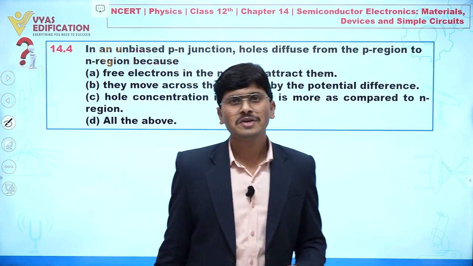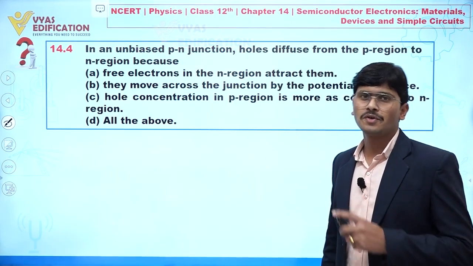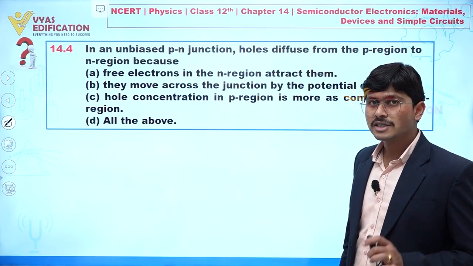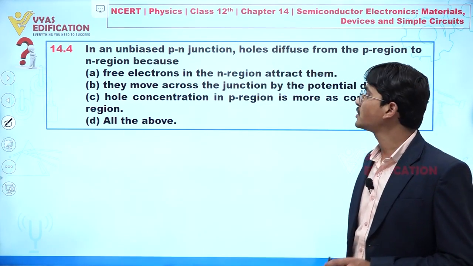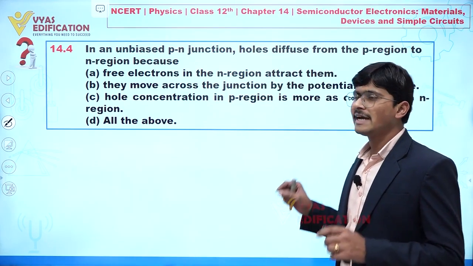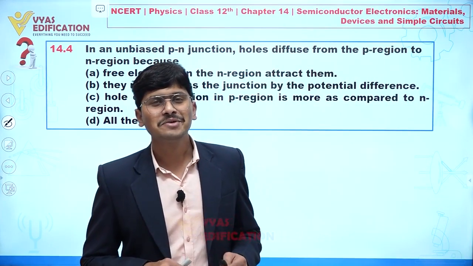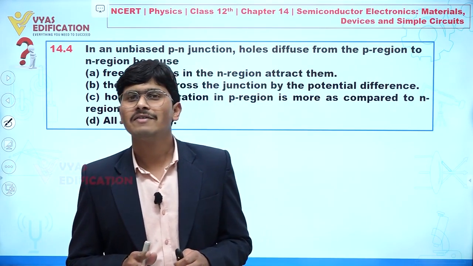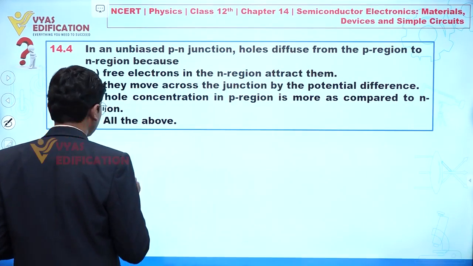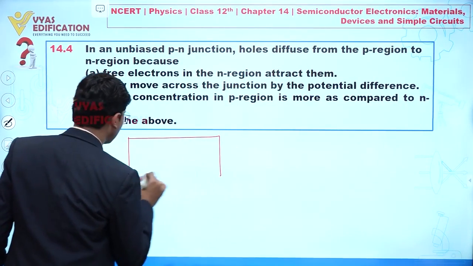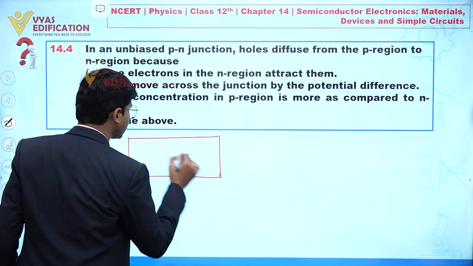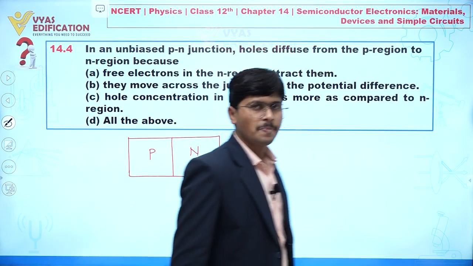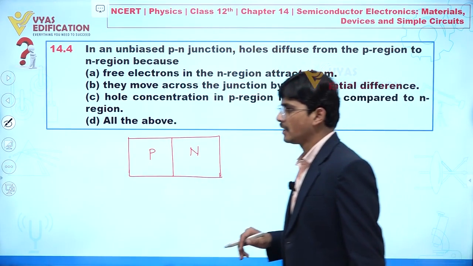Now dear student, we are going to discuss question number 14.4. Clear? In this question it is given, in an unbiased PN junction, holes diffuse from the P region to the N region. First of all let us try to understand the meaning of unbiased. Let's suppose we are having a PN junction. Listen very carefully. On this side we have P type of semiconductor and on the other side we have N type of semiconductor. Clear?